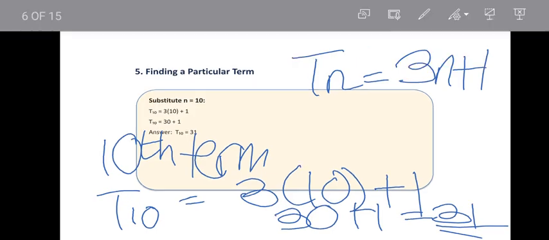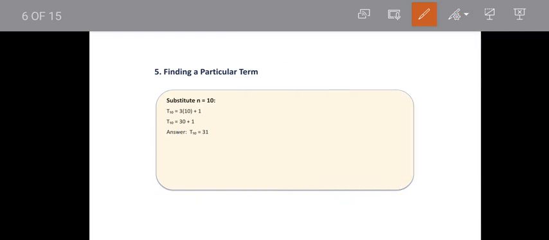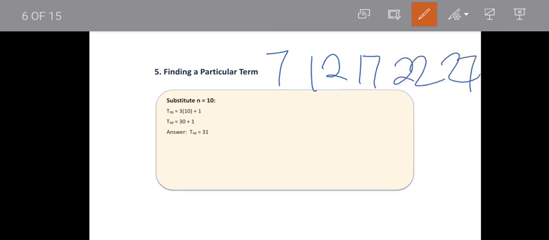So let's say that, let me just erase everything here. Let's say that we've got our sequence. We've got 7, 12, 17, 22, and 27. So the first thing that we are supposed to do, since we are trying to find the nth term of 7, 12, 17, 22, and 27, we are supposed to know your A as well as your D.